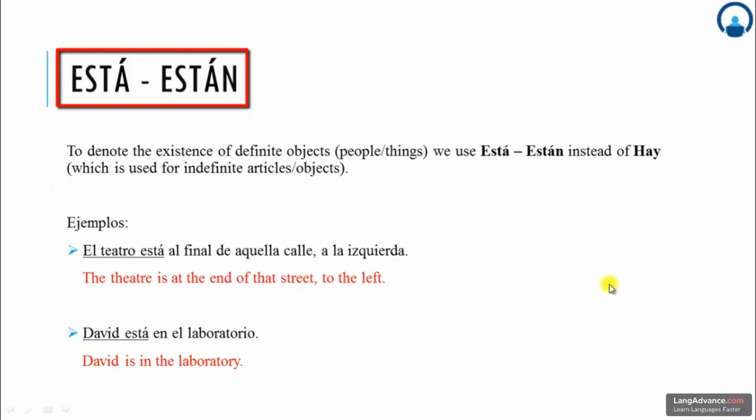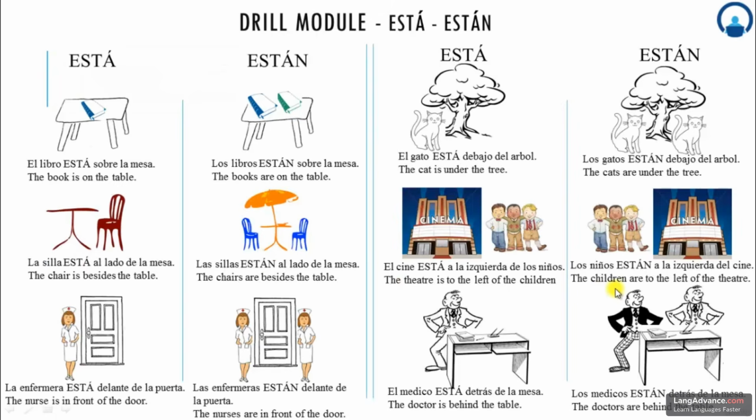Now, let's have a look at the application of está and están with some more examples. Here, we'll take up some examples one by one. The first example for está: el libro está sobre la mesa. That means the book is on the table. If this is changed into a plural, then it will be están, where we convert the statement from singular to plural. That will be: los libros están sobre la mesa. That means the books are on the table.